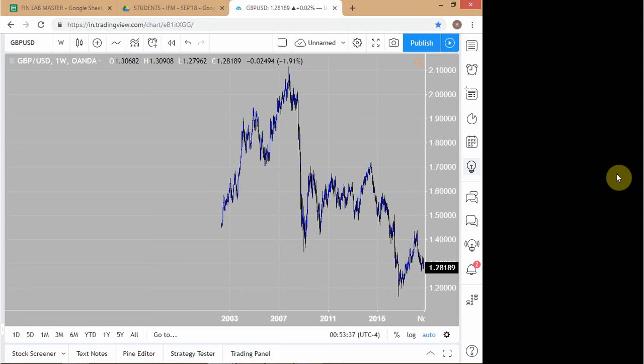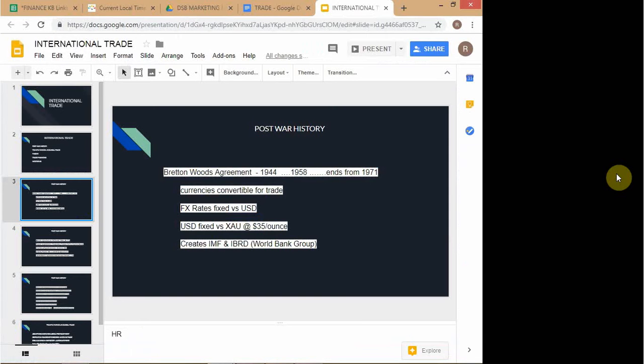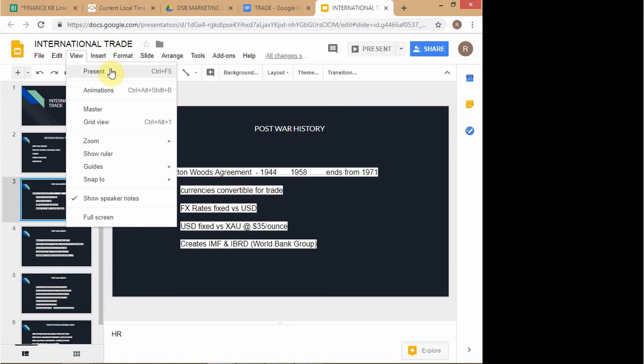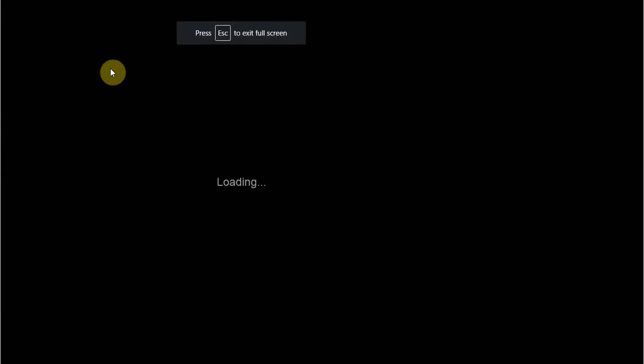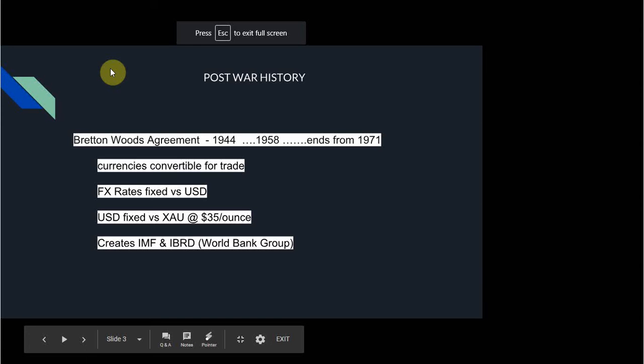But in the post-war period, the meaning of the statement that exchange rates were fixed is essentially that you did not have the kind of fluctuations which you just now saw on that particular chart, right? You're getting the point here?